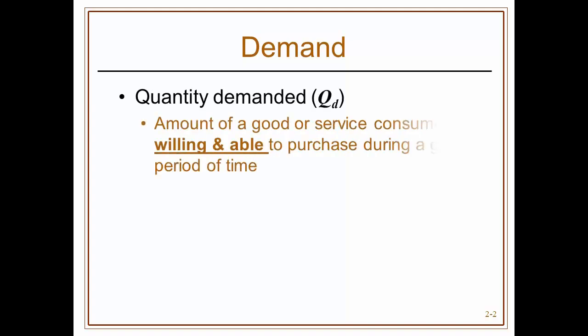Well, the best thing to do to analyze markets is to look at both sides individually, figure out how the demanders behave, how the suppliers behave. So on the demand side, we want to identify who these demanders are. We're talking about a particular product, and the demanders of that product are identified as people who are both willing and able to purchase that product at a set of different prices.